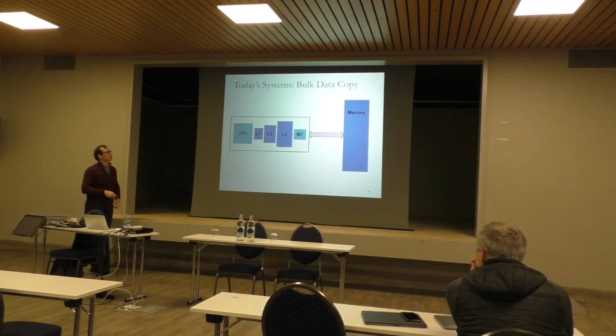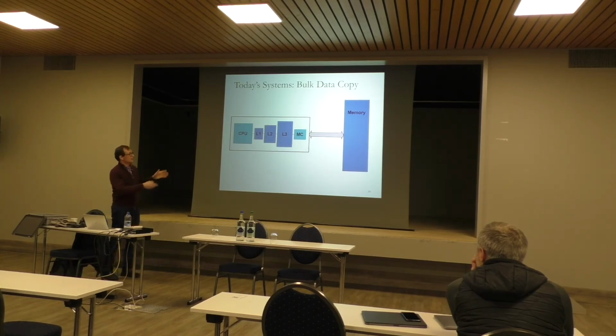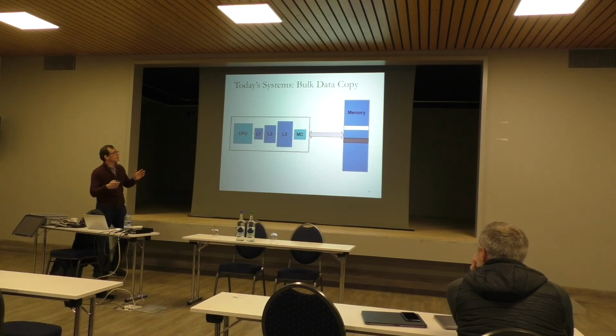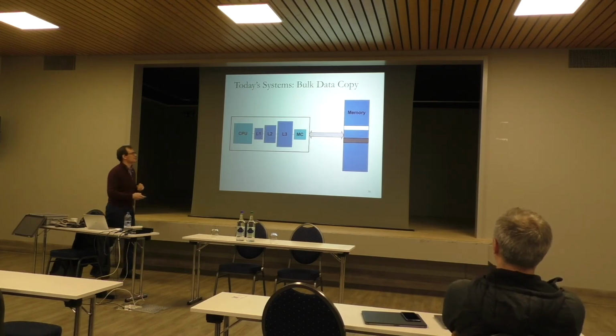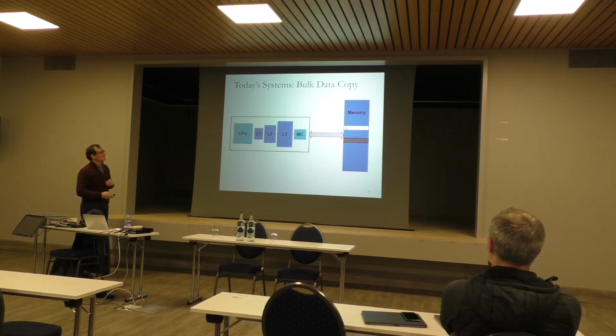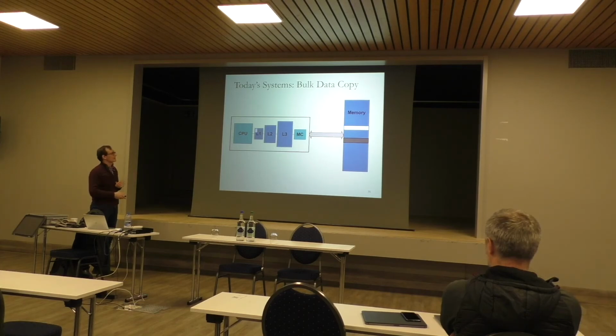Okay, so we're going to talk about bulk data copy, within a node, of course. The basic idea is, how do we copy the source page to this destination page? Let's assume that's 4 kilobytes. Of course, the problem becomes bigger if this is 1 megabyte or even larger, right? So basically, in today's systems, you need to bring the data all the way into the CPU. In the worst case, you bring the data all the way into the L1 cache, right?